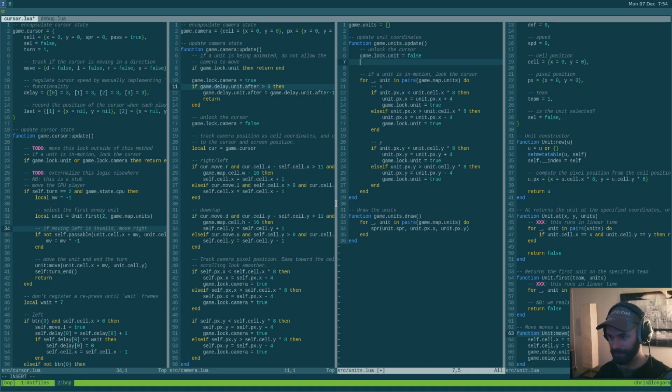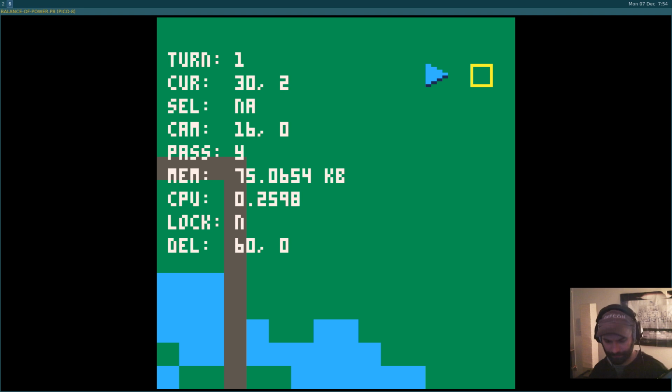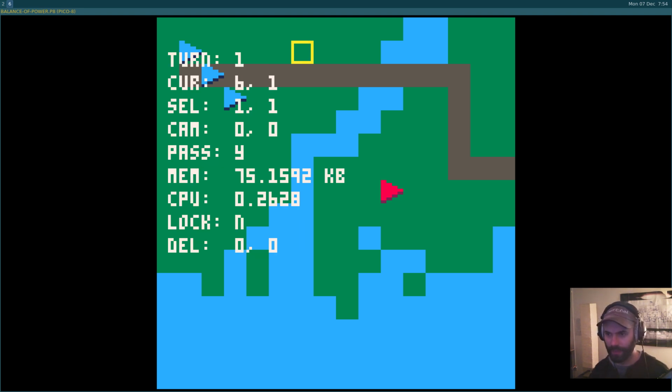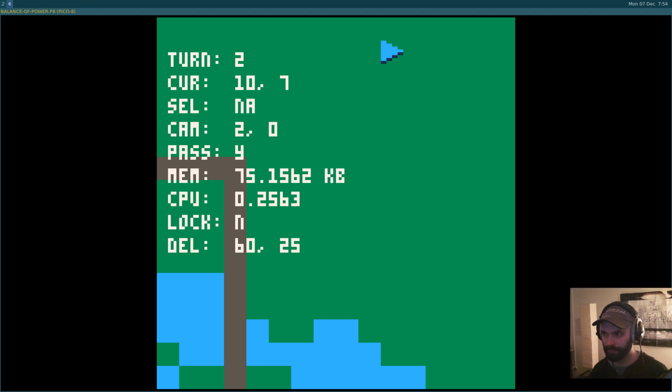What does this do? What's that going to do for us? Probably nothing, because these are going to effectively run at the same time, I think. I think this won't do anything. Yeah, it didn't do anything.